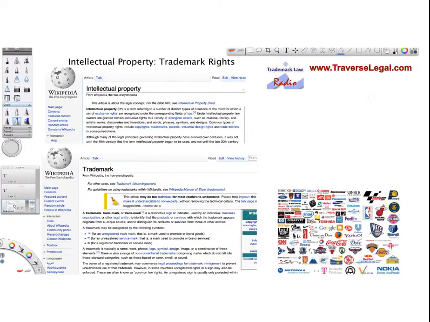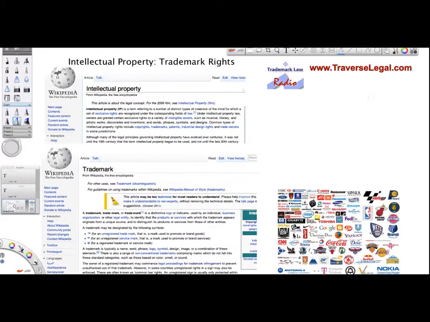My name is attorney Enrico Schaefer, and I specialize in trademark and intellectual property issues. Today we're going to be talking a bit about intellectual property and trademark rights. There is always a question out there that we receive from clients and prospective clients all the time, and that is, what is the difference between the various types of intellectual property?